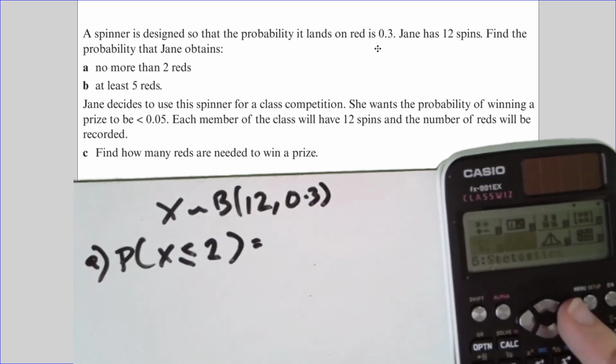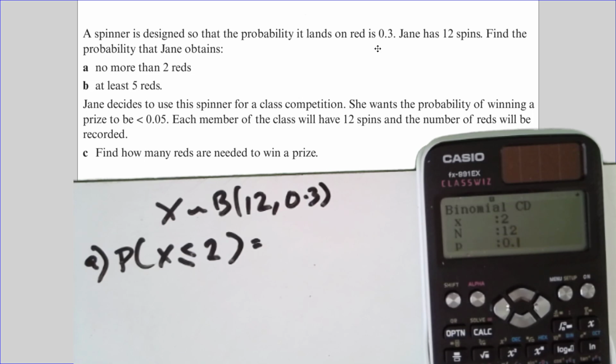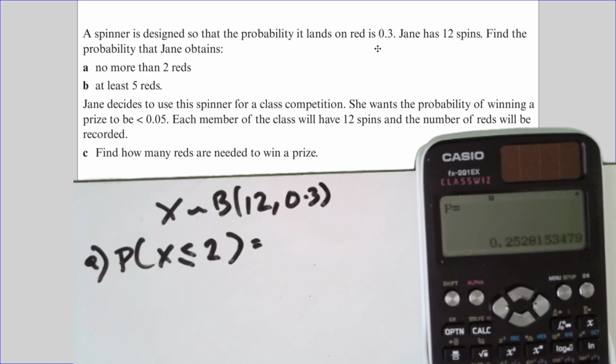So we go to distribution mode. You will get used to swapping mode all the time. If we did PD, we'd just work out equals 2. So we're going to use CD so that we can get up to and including 2. So x is 2, n is 12, and this is 0.3. Press equals and we get 0.253.